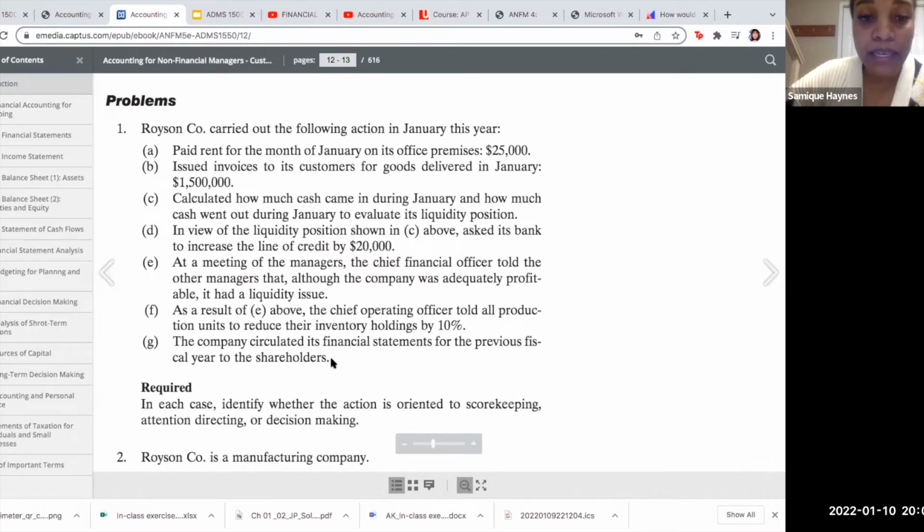And G: the company circulated its financial statements for the previous fiscal year to the shareholders. So what are we doing here? Scorekeeping, yes. And you can also argue that you're directing attention to different parts of the financial statements as well. That's right. Okay, good job.